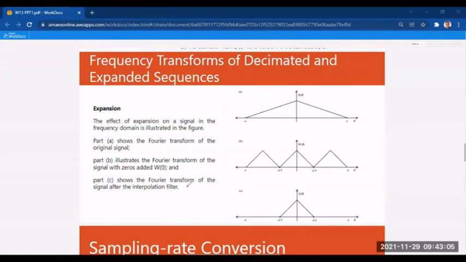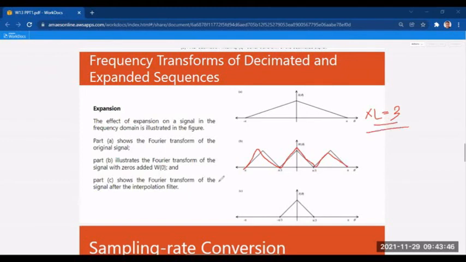The effect of expansion on a signal in the frequency domain is illustrated in the figure. Remember the block diagram for interpolation. First, we subject the original signal to the sample rate expander, then we apply the anti-imaging filter. In this case, this is our original signal. We multiply it by a factor L. For example, L is 3. So we see 3 replicas of our original signal, because L is 3.